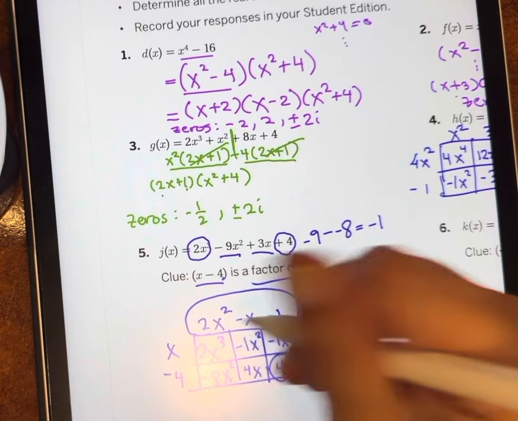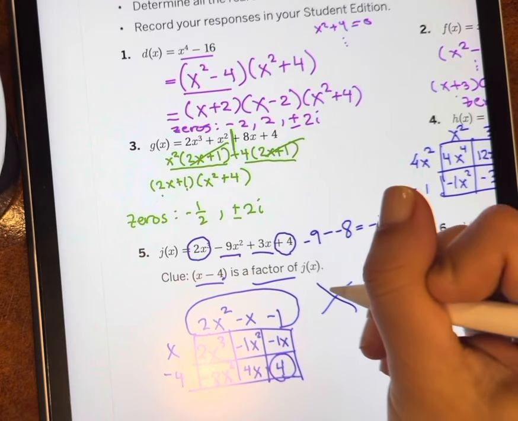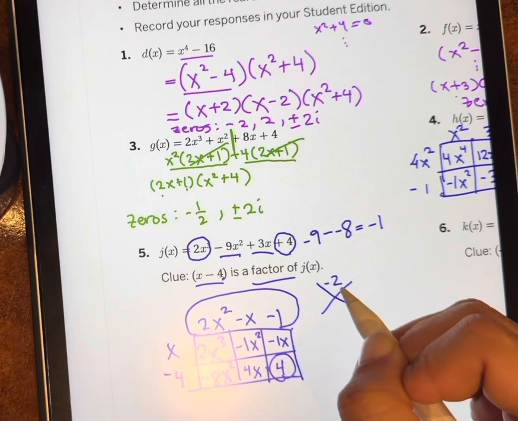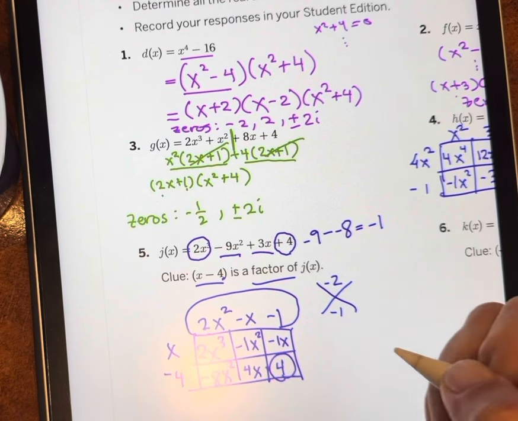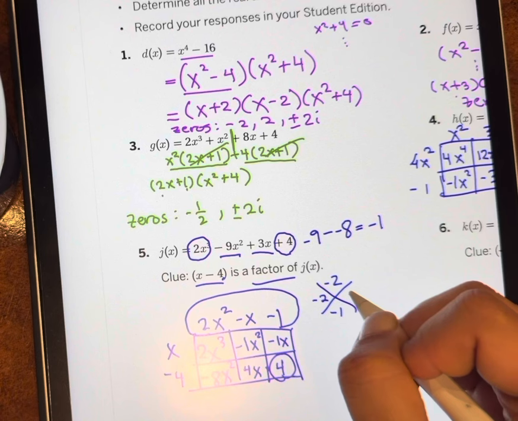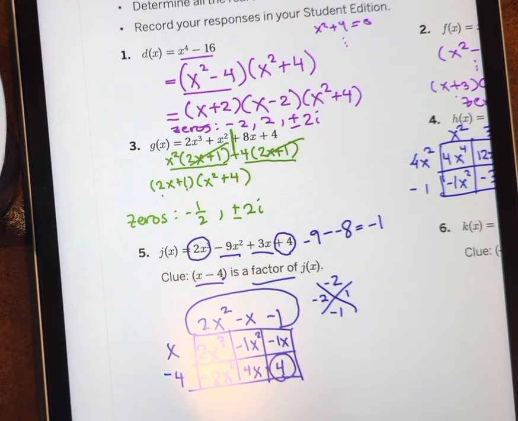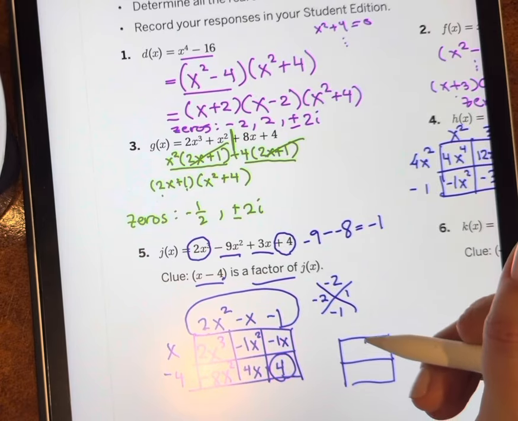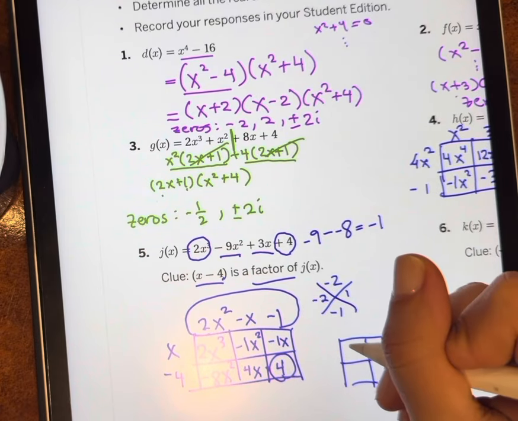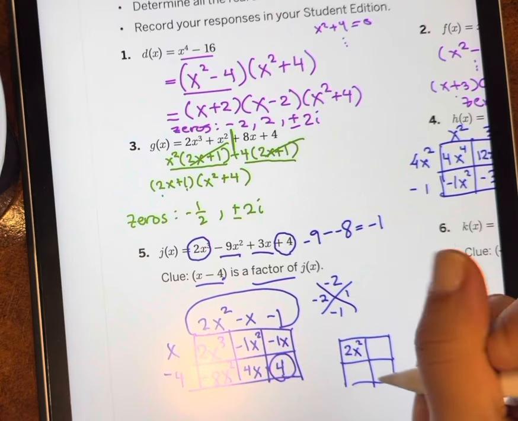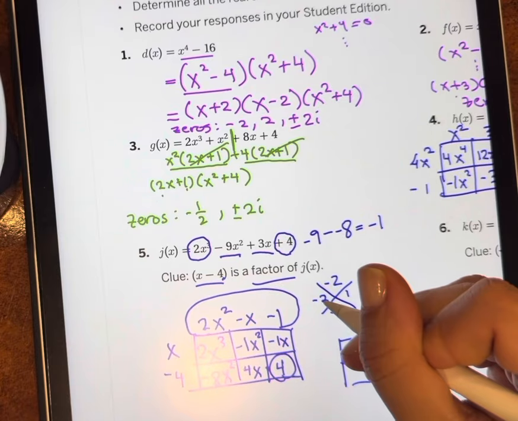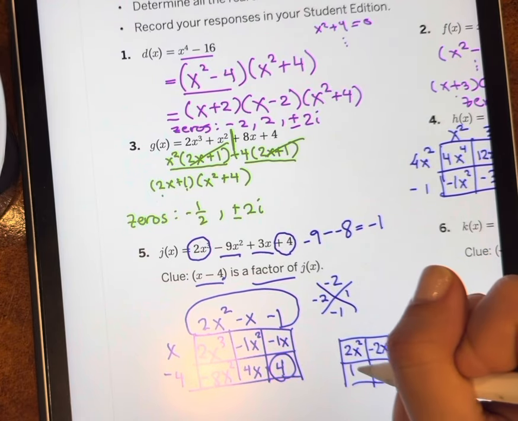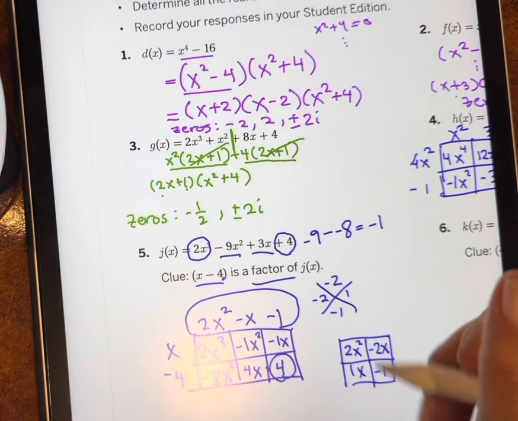So let's try to factor this since it's quadratic. What can multiply to this times this, which is negative 2, and add to negative 1? Negative 2 and positive 1 will do it. So now we're going to go to the box to factor this time. We're going to put 2x squared in the first box, and we're going to put negative 1 in the last box, and we're going to put negative 2x in one of the boxes, and we're going to put 1x in the other box, and factor.